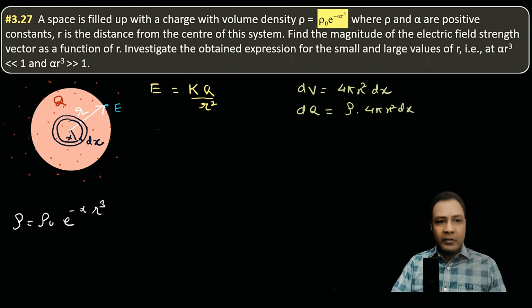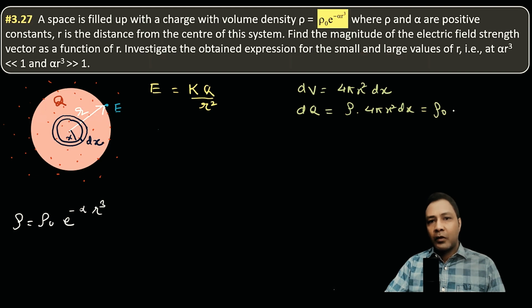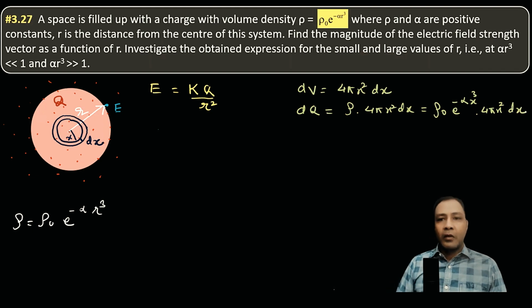At a distance x from the center, the volume charge density would be rho naught e power minus alpha x cube, and then we have to multiply by 4 pi x square dx. To integrate this thing, we'll have to put some substitution.